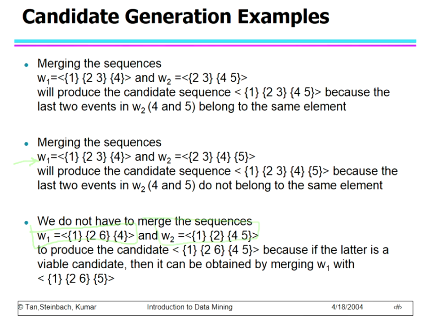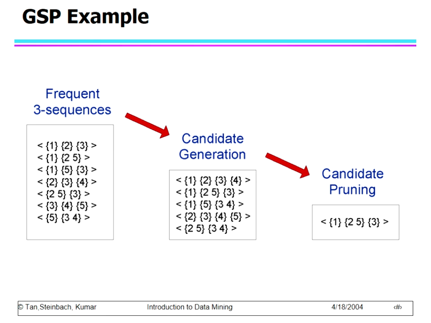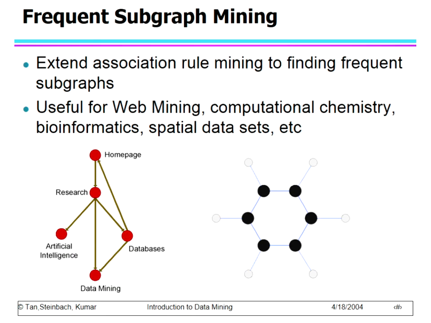So for 1, 2, 6, 4 and 1, 2, 4, 5, we do not have to merge the sequences, this one and this one. Why? Because the latter is a variable candidate that it cannot be obtained by merging W1 with 1, 2, 6, and 5.